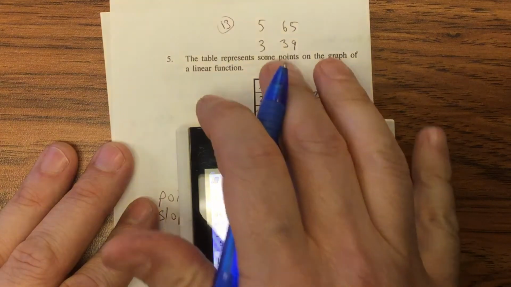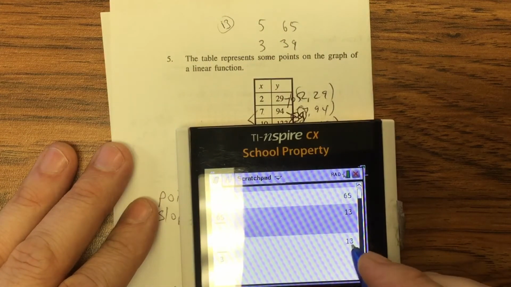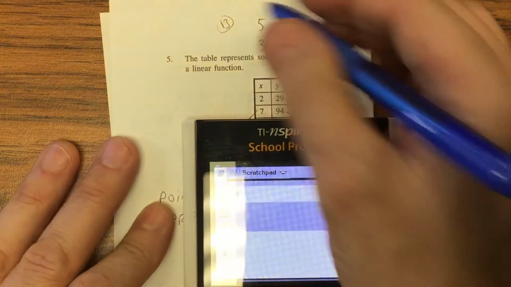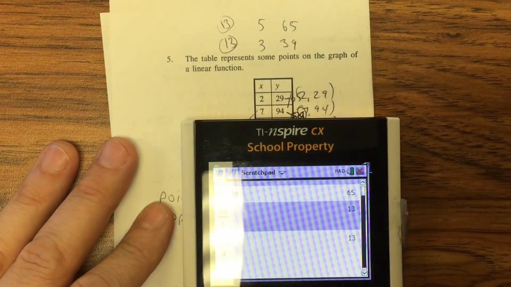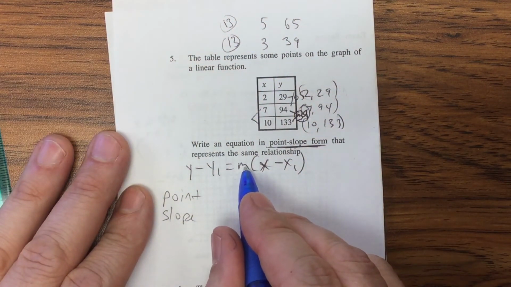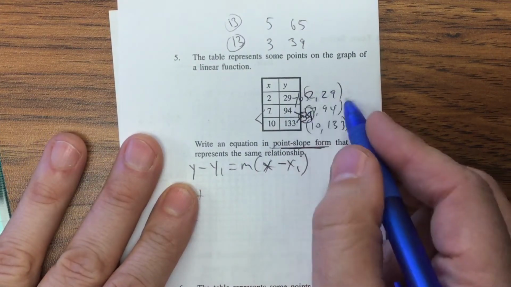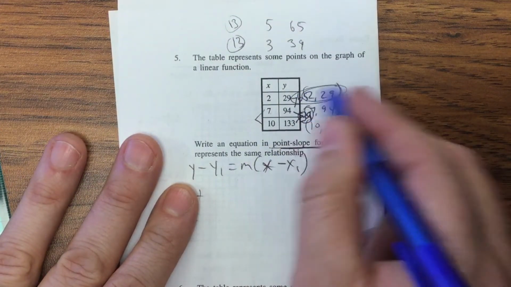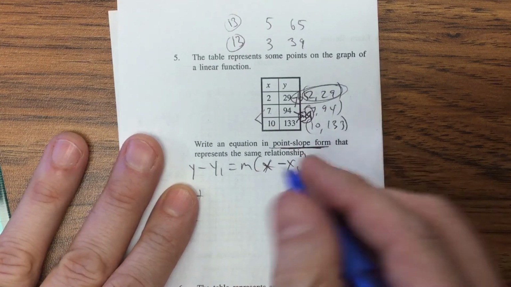Let's try the other one. 39 divided by 3 is also 13, okay? So even though the numbers don't look like they gel together, they really do. The slope is 13, right here. All right? So I could do any point. I like to pick the point that has the smaller numbers, that's just my habit. Make it easier for myself.